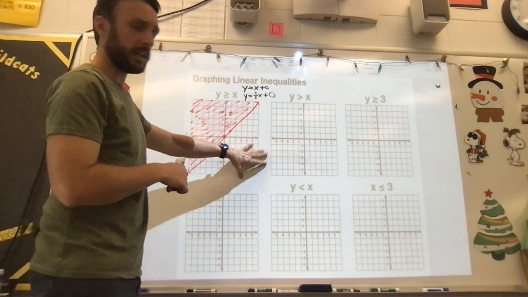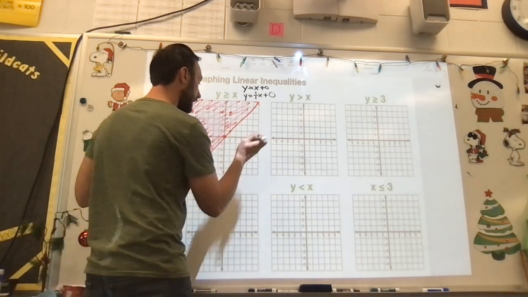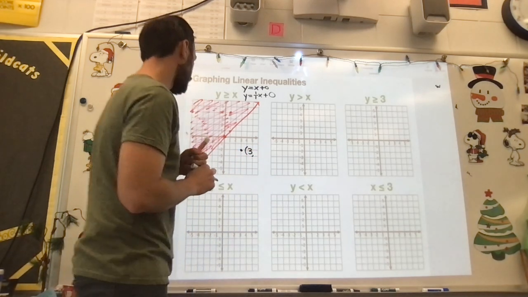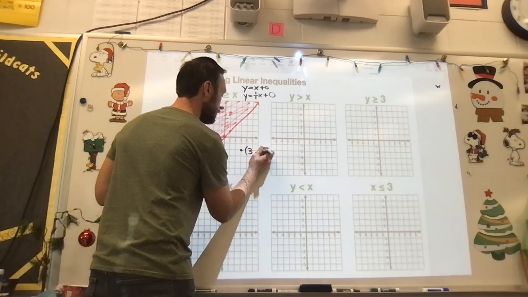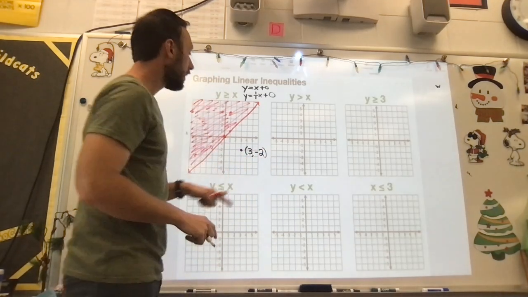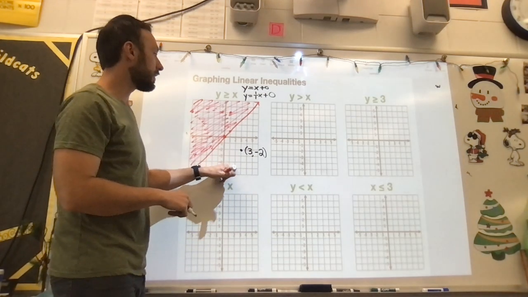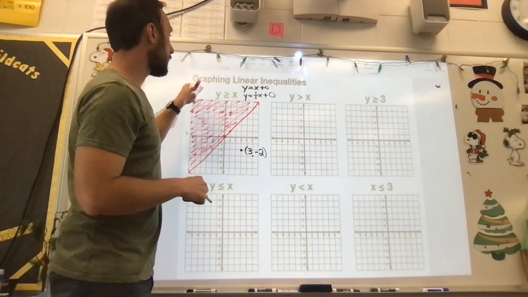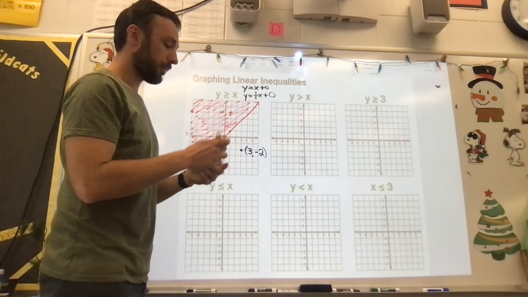Let's pick a point that we didn't shade. Say I pick this point right here. It would be 3, -2. Is our y value greater than our x value? No. And that's why it's not part of our solution. That's why it's not shaded in, because it's not true. So we want all the times that our y value is greater than our x value.